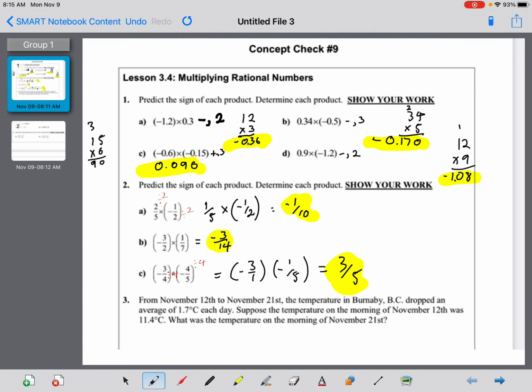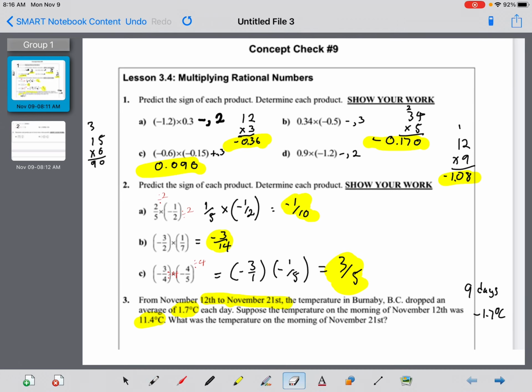So from November 12th to November 21st, I believe that's 9 days. The temperature in Burnaby, BC dropped an average of 1.7 per day. Suppose the temperature in the morning of November 12th was 11.4 degrees Celsius. So this is the key information here. So basically I have 2 parts to this question. I have 9 times 1.7, which is a negative.